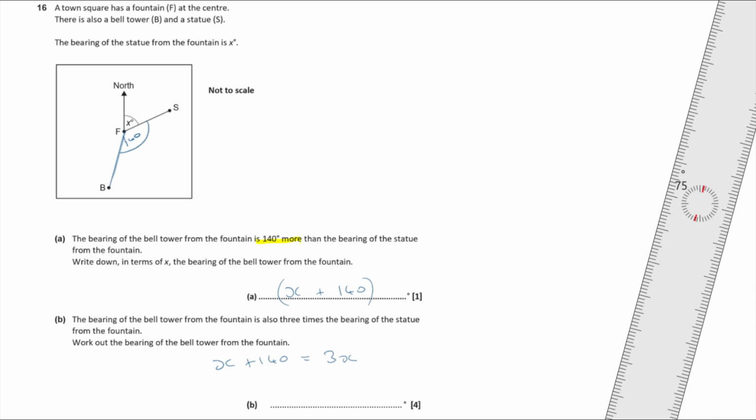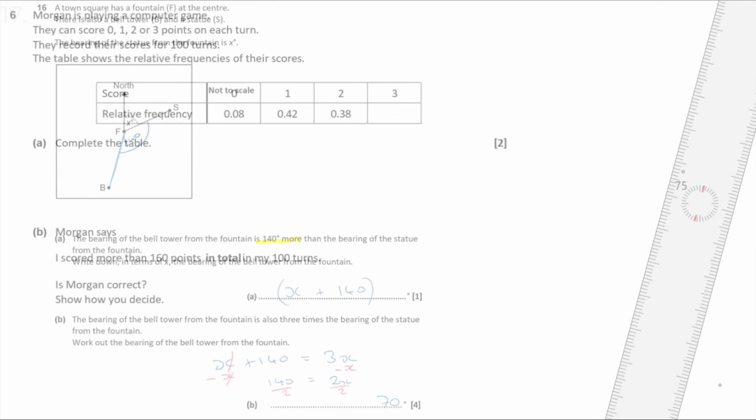So what we've got here is a linear equation in x we can go on to solve. So we've got x plus 140 is 3x. If I take x away from both sides to start with, that'll cancel that one off there, leave me with 140 is equal to 2x. And then dividing both sides by 2, that's going to leave me with x is equal to 70, isn't it? 70 degrees.